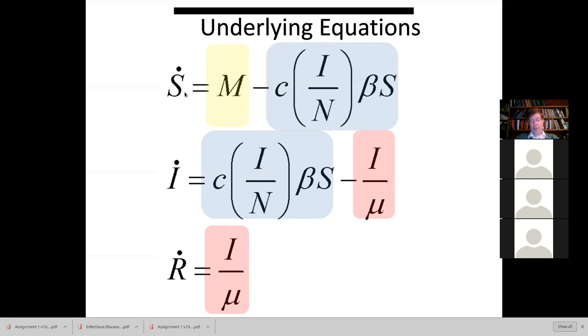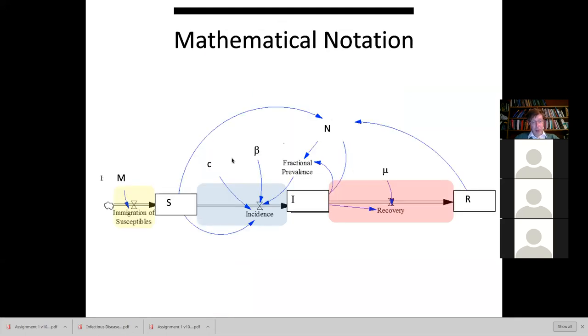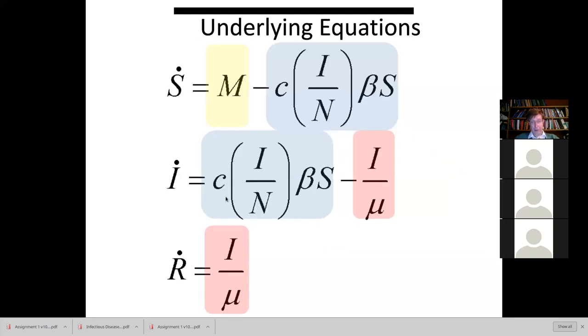And remember, S dot means the rate of change of S, how quickly it's rising. If it's 10, for example, per day, it means the number of susceptibles is rising by 10 per day. If it's negative 10, it means it's shrinking by 10 per day. Same thing with I dot and R dot, okay? We have this flow out of susceptibles and into infectives, so it tends to be repeated here. And this is the flow of recoveries out of infectives and into recoveries.